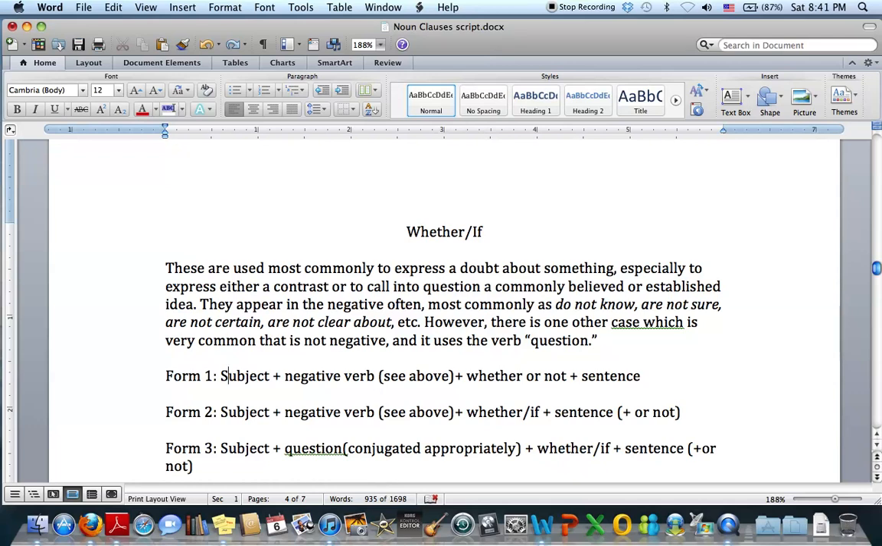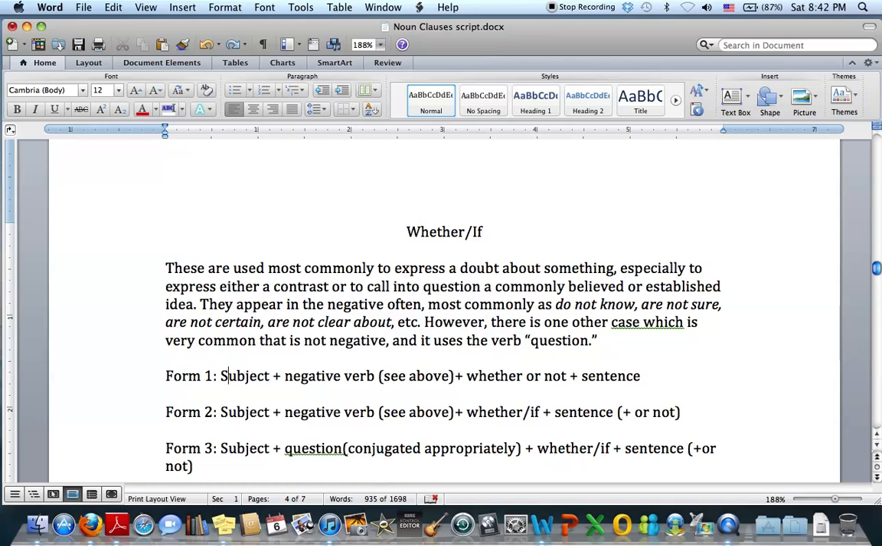The last one, I can put a subject right here, and then the verb question. Now, like I said here, you have to conjugate it appropriately. So put it into the correct tense, make sure you match it for person, number, all that kind of stuff. And then we get whether or if, one or the other, not both, plus a sentence, and then we can, if we want to, say or not afterwards.